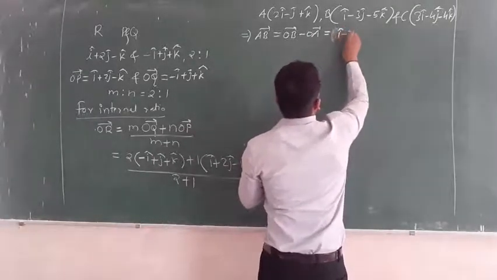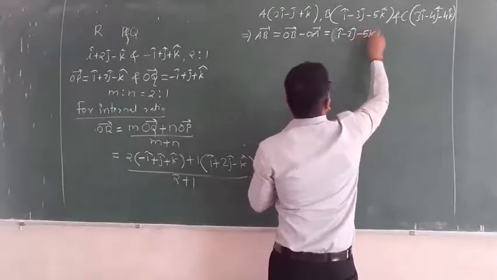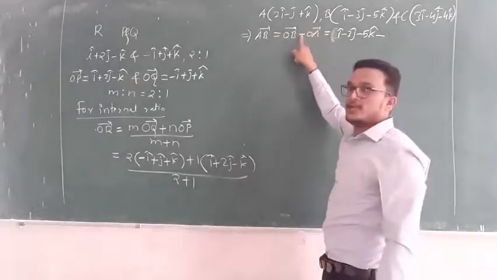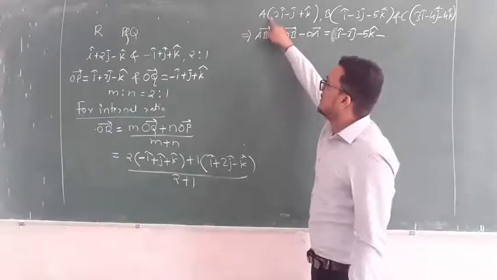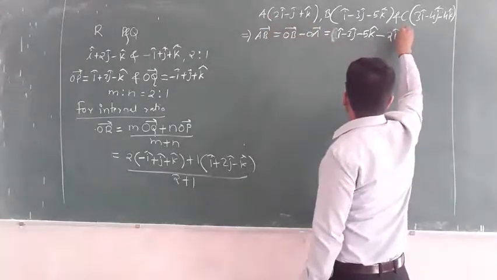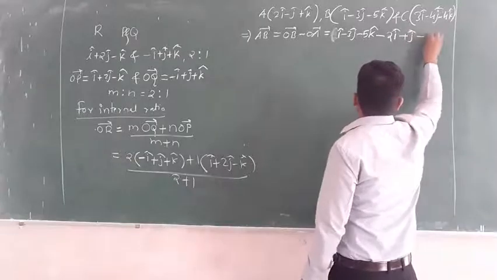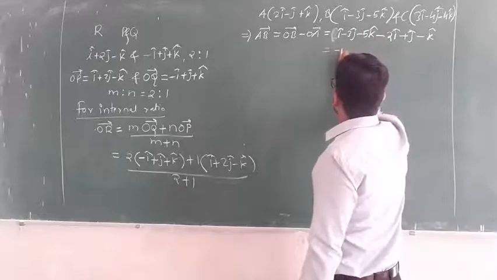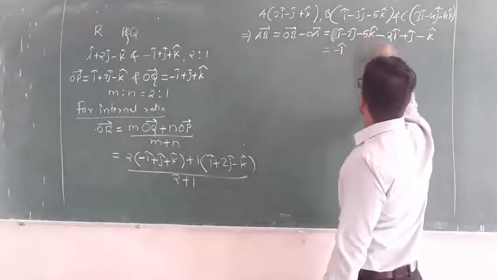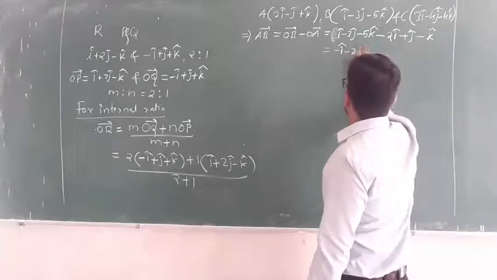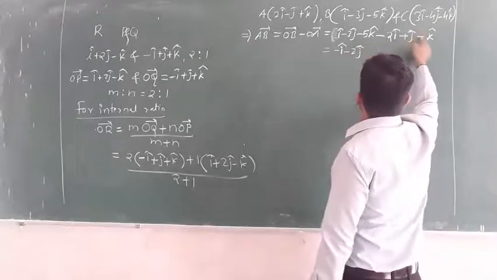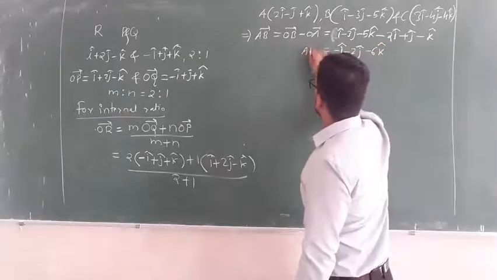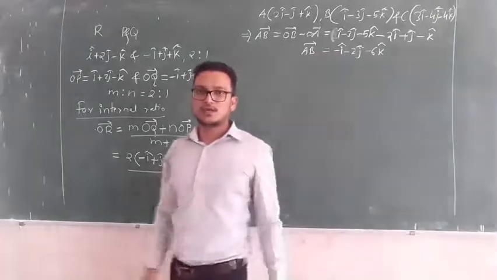I minus 3j minus 5k minus OA. So this is OA vector but having negative sign. So when you take negative sign here, all the signs change. So it is minus 2i plus j minus k, which is equal to I minus 2i, it is minus I. Minus 3j plus j, it is minus 2j. Minus 5k minus 1k, it is minus 6k. This is your vector AB.